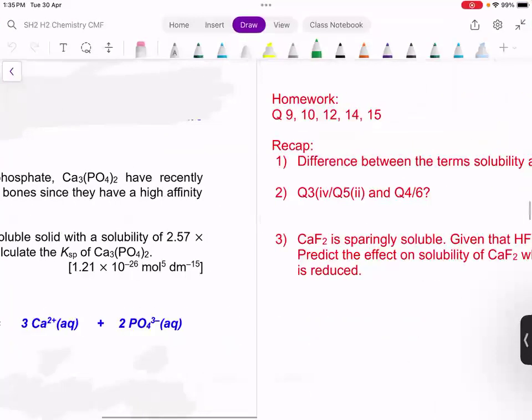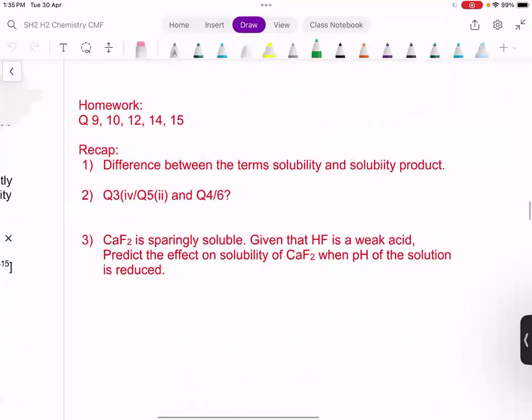Yeah. So can you tell each other, tell your neighbor, what's the difference between the term solubility and solubility product? Do you still remember what they are after 1 week? Actually, the next day already got people forgot what they are. Okay. So can you tell each other what is the difference between solubility and solubility product? And any other conceptual difference? Can you tell each other?